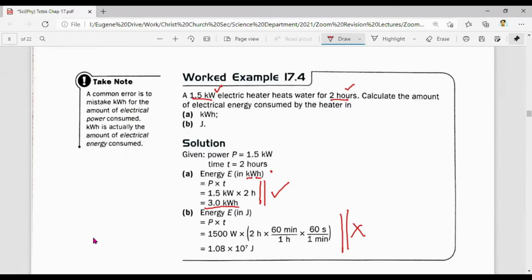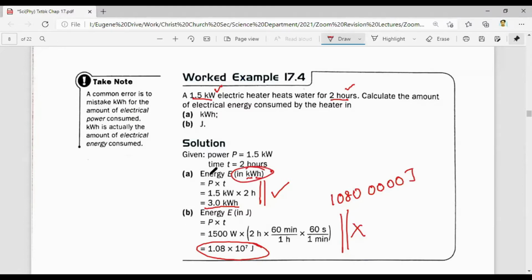Imagine if you calculate it in joules, you're going to get this big number, which is actually 1080000. It's such a big number in terms of joules. You realize it's not practical to use this kind of number. As such, in practical electricity, you need to learn how to calculate energy in terms of kilowatt hour itself.